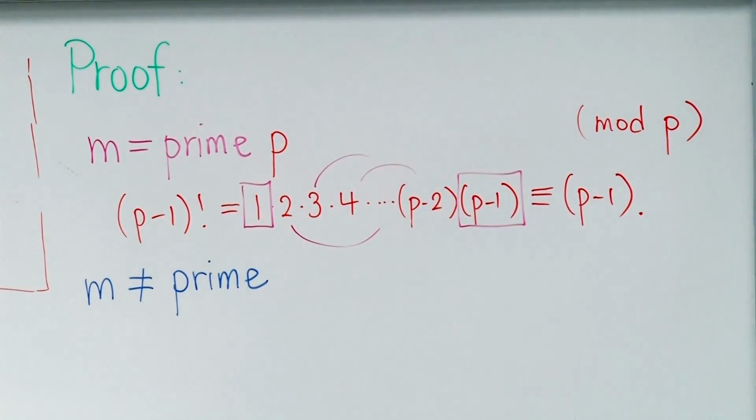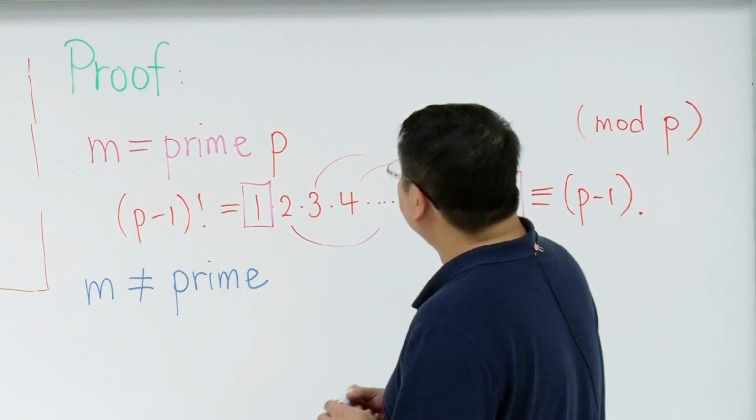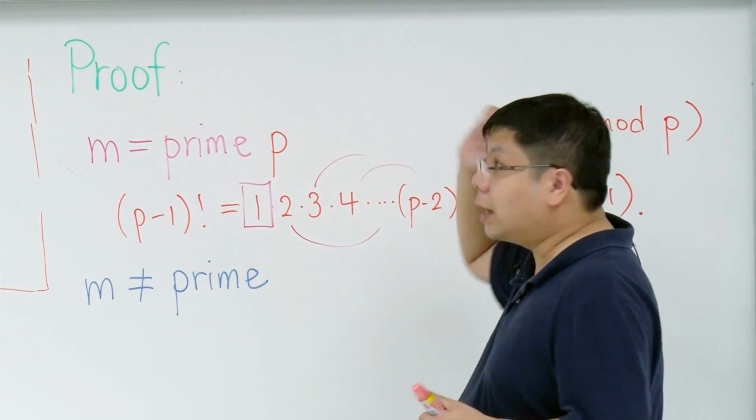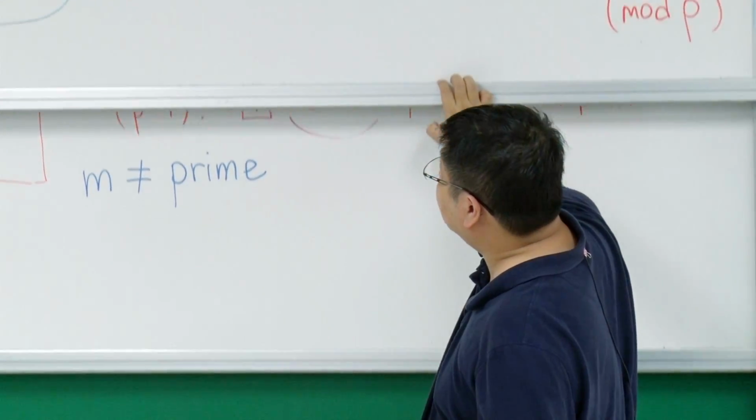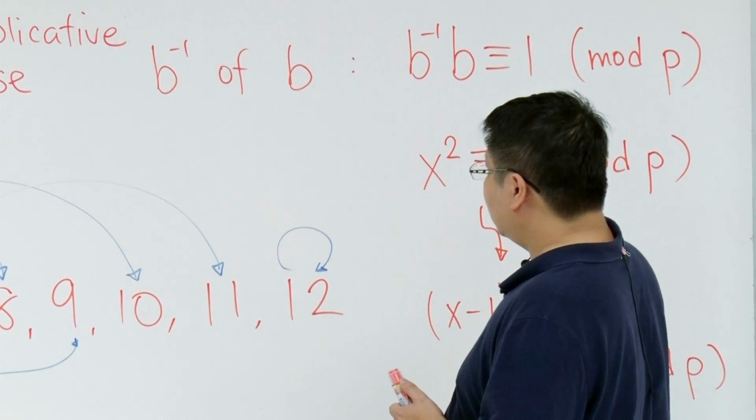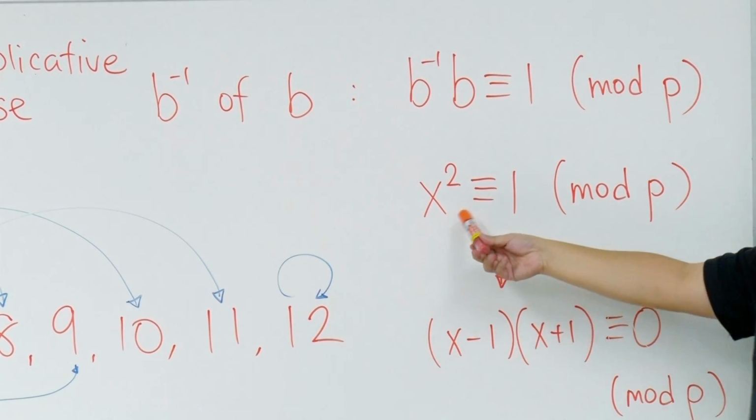So this is what we can show: the first part of Wilson's theorem. Okay? How about the other part? Okay, but one thing that I want to say is that we need to be very careful.